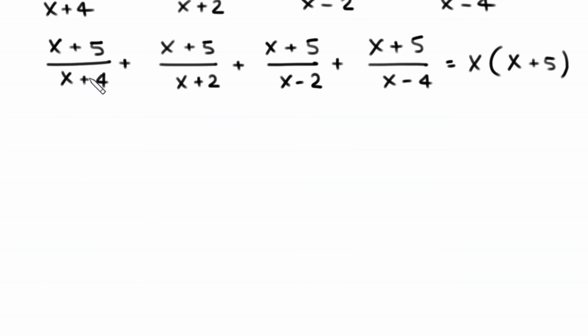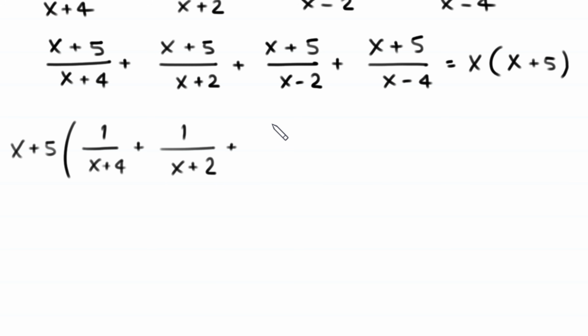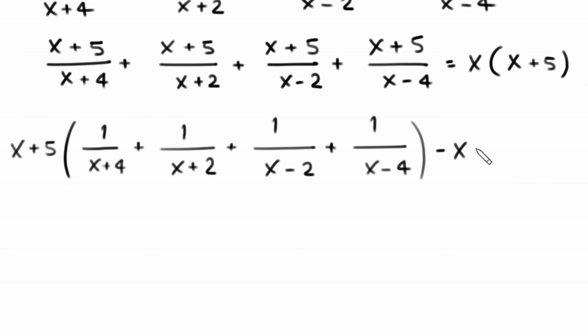From these four terms we can factor out x plus 5 and in bracket left 1 over x plus 4, plus 1 over x plus 2, plus 1 over x minus 2, plus 1 over x minus 4, and move this x times x plus 5 to the left hand side. This will become negative x times x plus 5 equal to 0.